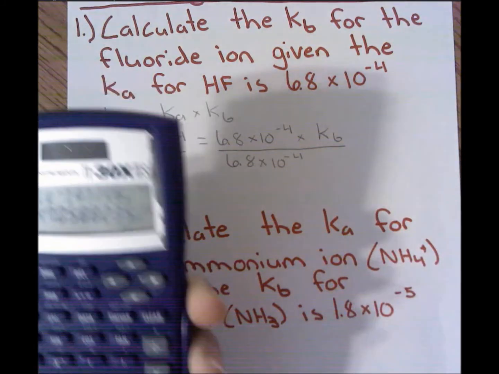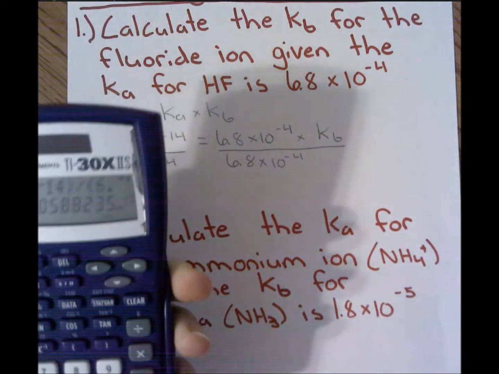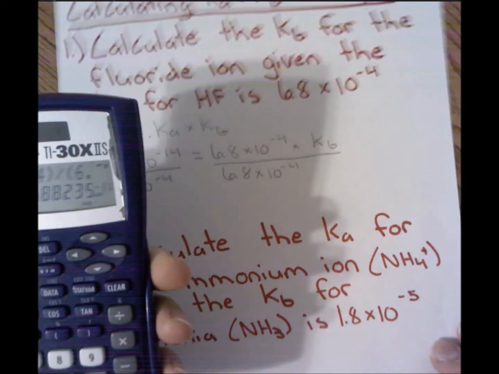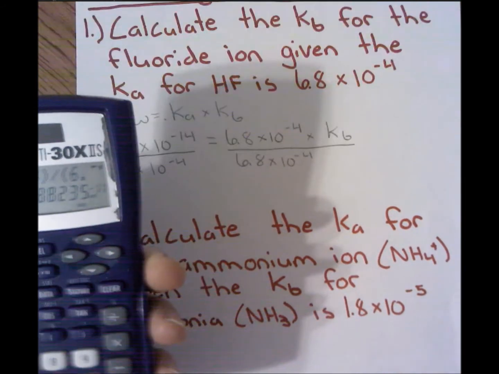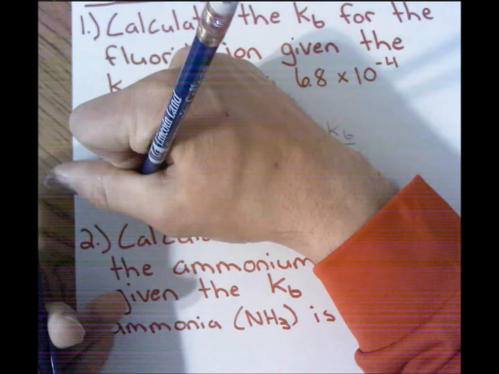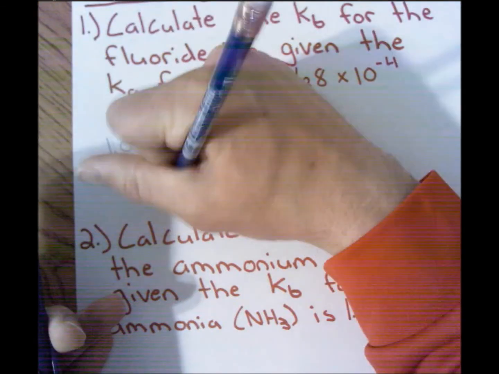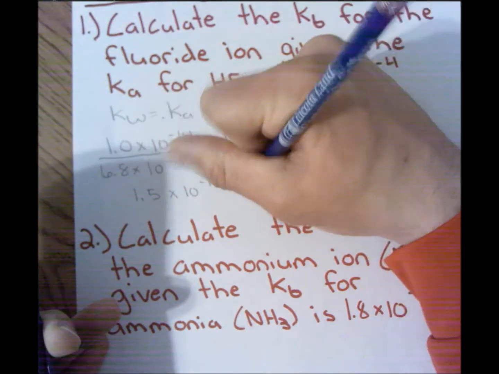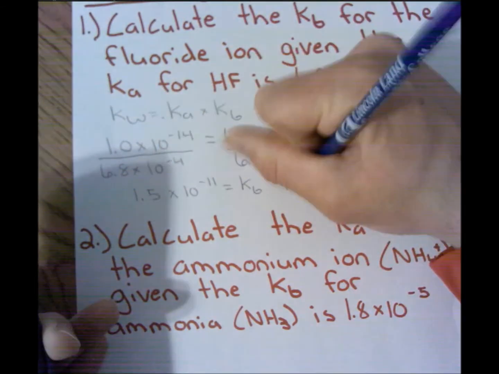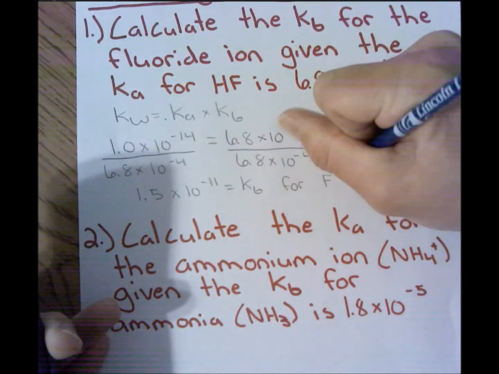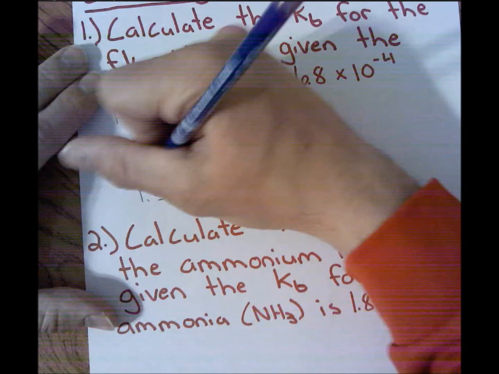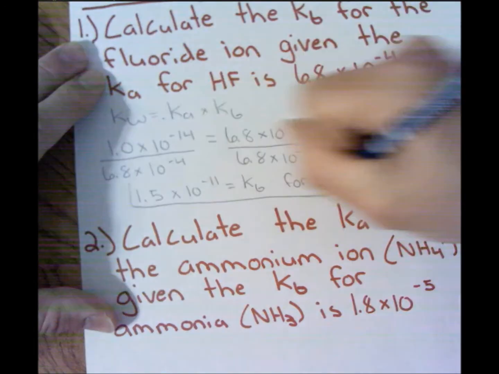What I end up getting is 1.47 times 10 to the negative 11th, and I'm going to round that to 1.5 times 10 to the negative 11th, which equals our Kb for that fluoride F minus ion. All right, so that's our calculation there. Pretty simple, pretty straightforward.